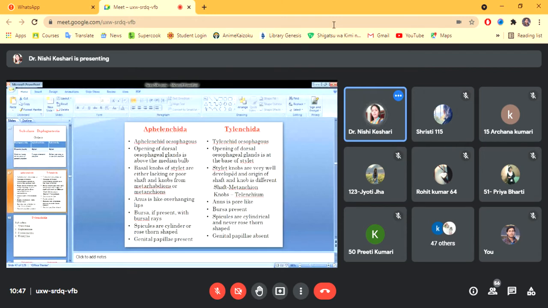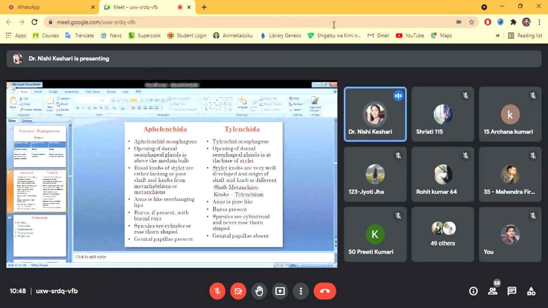There are many superfamilies, subfamilies, families, then different genera. These stylet knobs may be of different shapes also, and they are all of taxonomic importance. Some are tulip shaped, some are anchor shaped, some are round shaped. On the basis of that shape and structure, you can identify that this nematode is of this genus. So it is well developed.